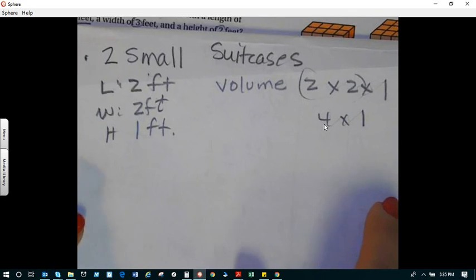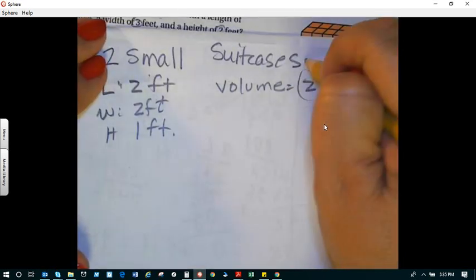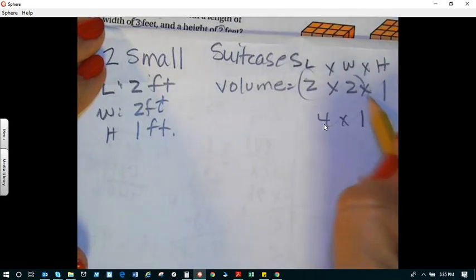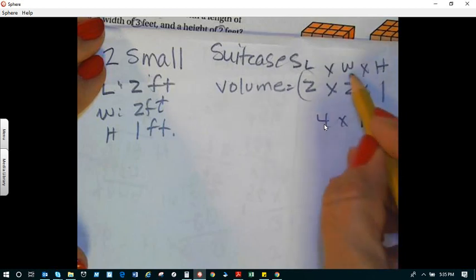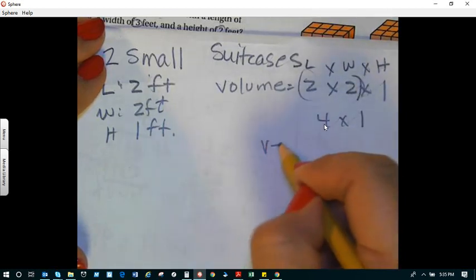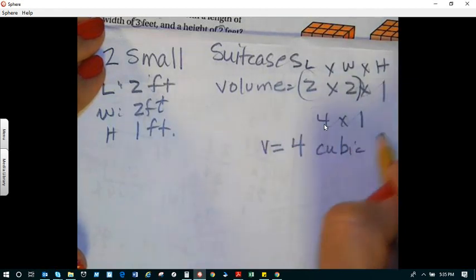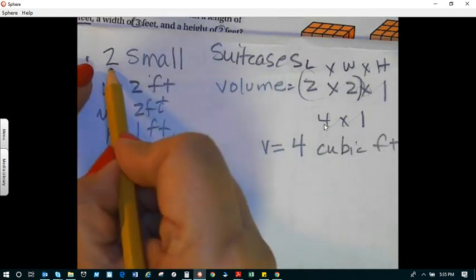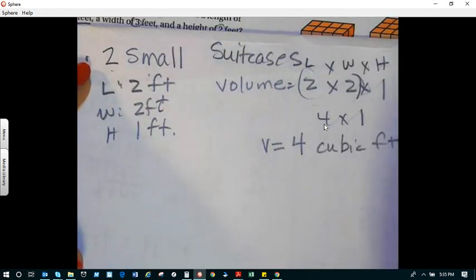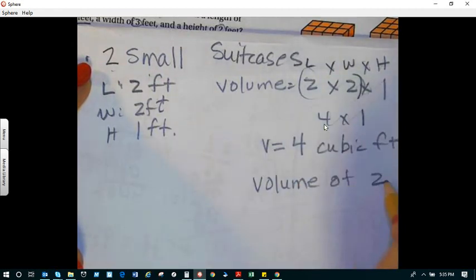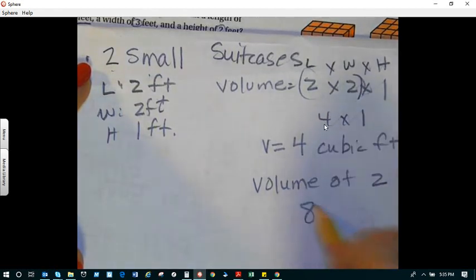There we go. So volume equals the length times the width times the height. 2 times 2 is 4. So times 1. So I have 4 times 1. So the volume of one suitcase is 4 cubic feet. But she has 2. So I'm going to multiply that by 2. And so the volume of 2 suitcases is going to be 8 cubic feet.